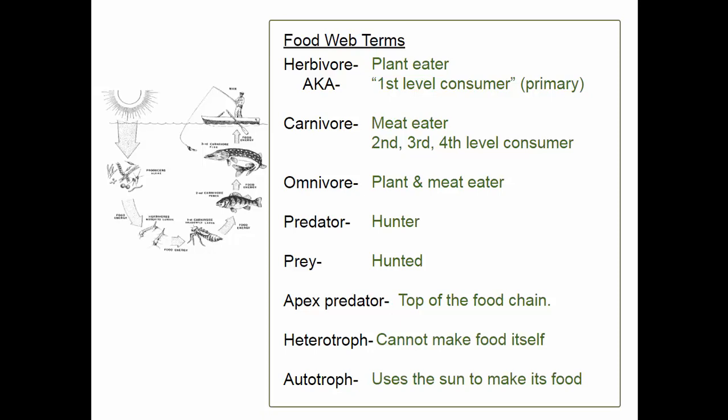So we already defined these words. Heterotrophs are those that cannot make food themselves. What's another term for a heterotroph? Consumer. And autotroph is a producer.